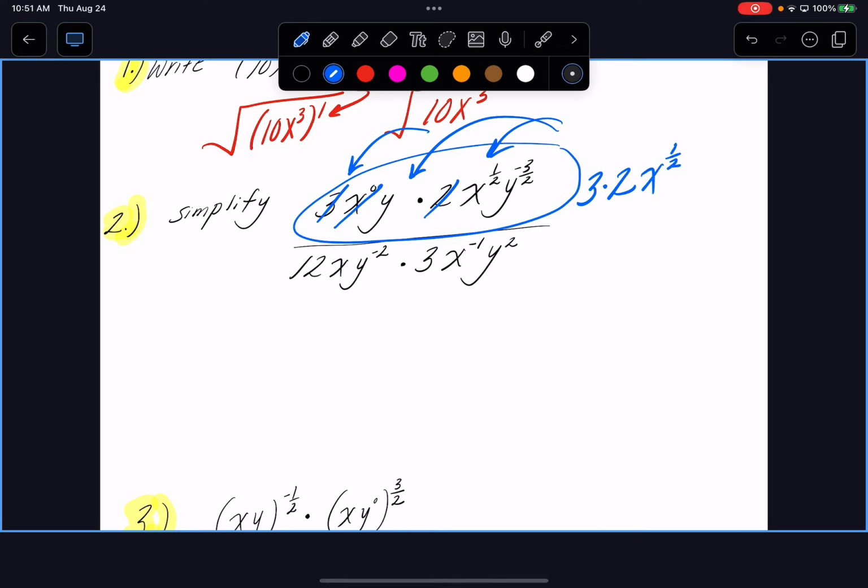And that's the only x's I have. I like to put my x's by each other and my y's by each other. So then I have a y to the 1 and a y to the -3/2. We all understand when the y has no power, it is a power of 1. Then I say to myself, okay, the top isn't super simplified. I just reordered it. Now I can simplify it. Math is math. 3 times 2 is 6. X to the 1/2 had nothing happen to it.